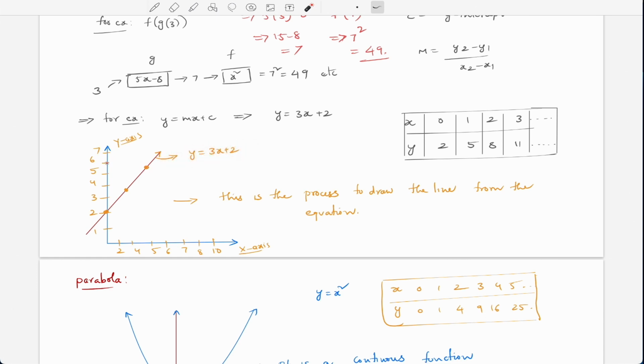So we just simply plot this. So this process to draw the line from the equation, this is the process, right? This is how we draw the line from the equation. We just simply take out the table of x values and y values, and we simply plug into the equation.